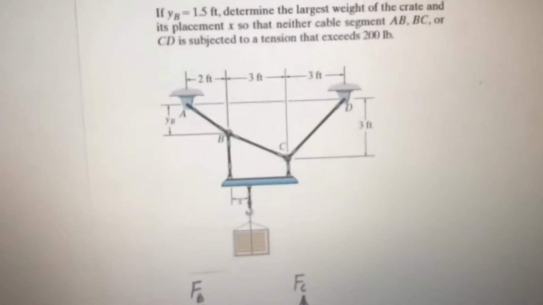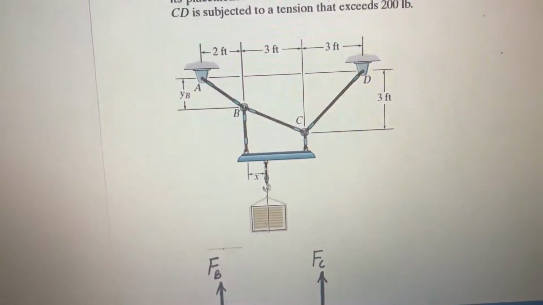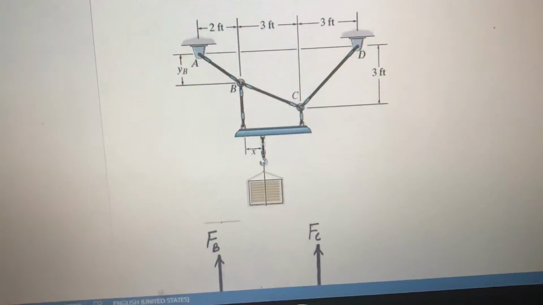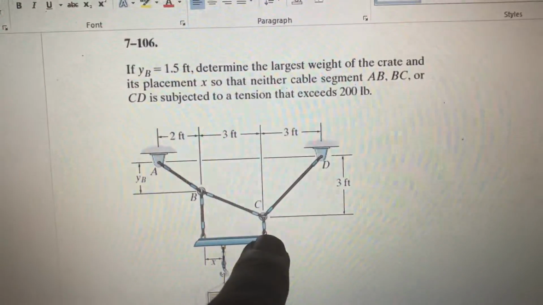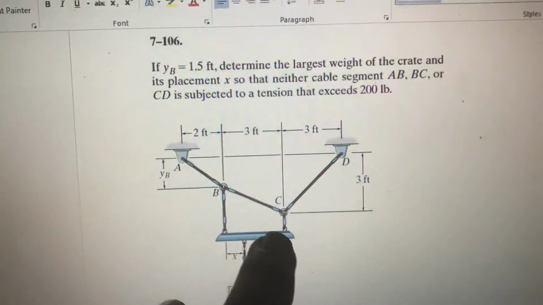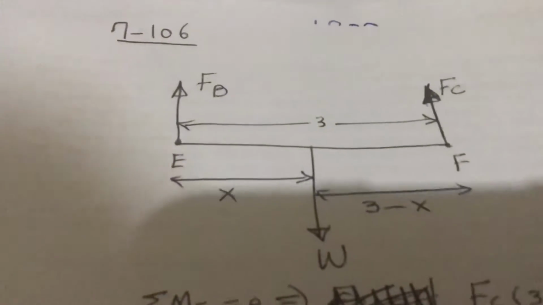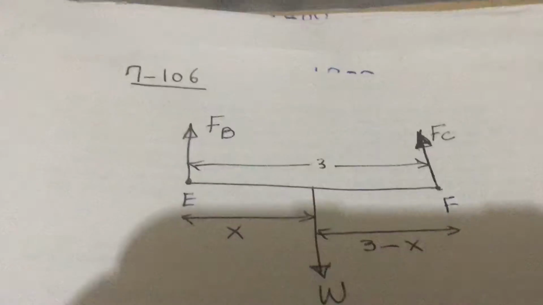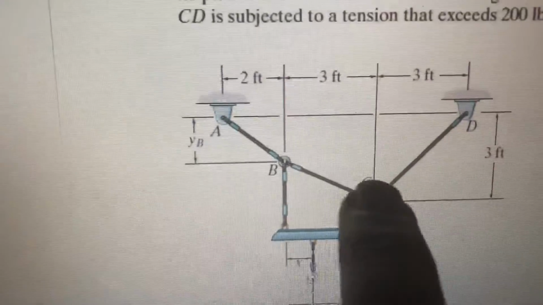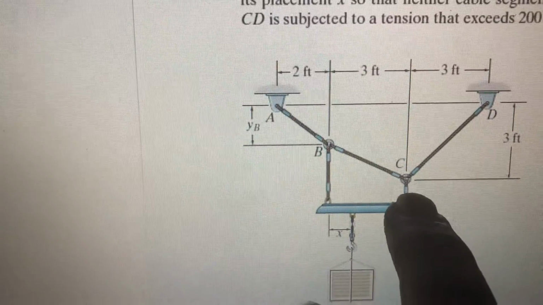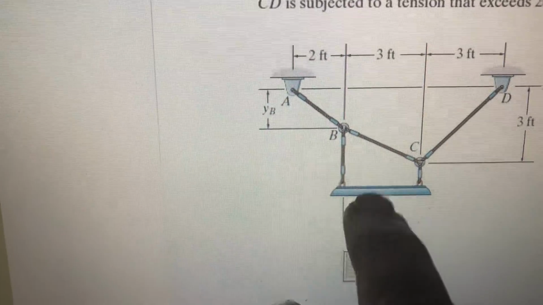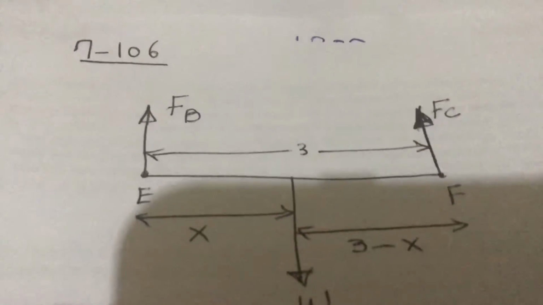Okay, how could we solve this? Let's do an analysis one by one. So we have to make a section. Let's take this part by itself. We will have one force here, one force there, and one force there. One force at C, we call it FC. This force is FC, this force is FB, and this force is the weight.